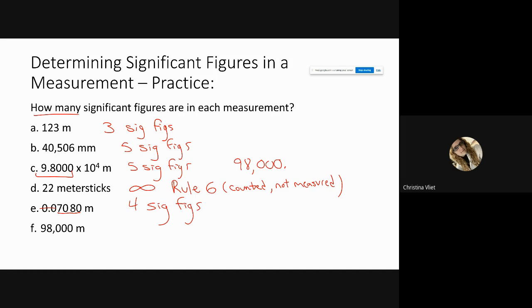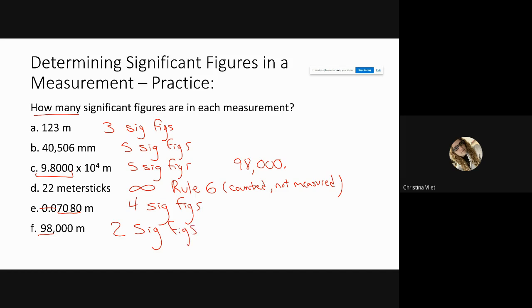All right, final one, F. The same as this, except there's one slight difference. There was a decimal here. There's no decimal here. Answer is 2. The 9 and the 8 count, but the rest are assumed to be estimated numbers. So 2 sig figs.